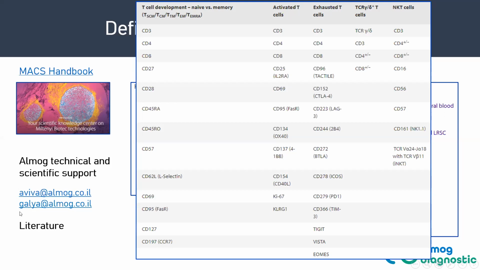And the last one is the literature. You can find lots of information in publications today, and it is really quite easy to get information about which markers to use for phenotyping of the cells of interest.